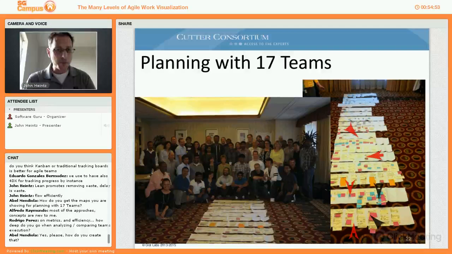Okay. Metrics and efficiency. How do you go when analyzing, comparing teams' execution? Comparing one team to another is a very challenging thing to do smoothly. It can be very dangerous in that it can become an attack. And we don't want to attack the teams. Instead, we want the approach to be helpful and supportive.